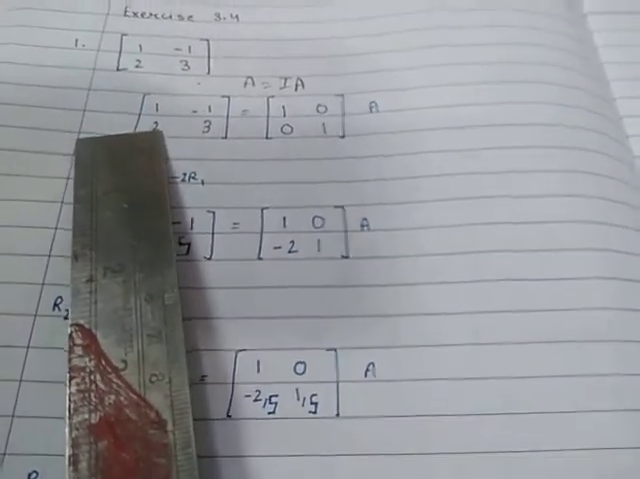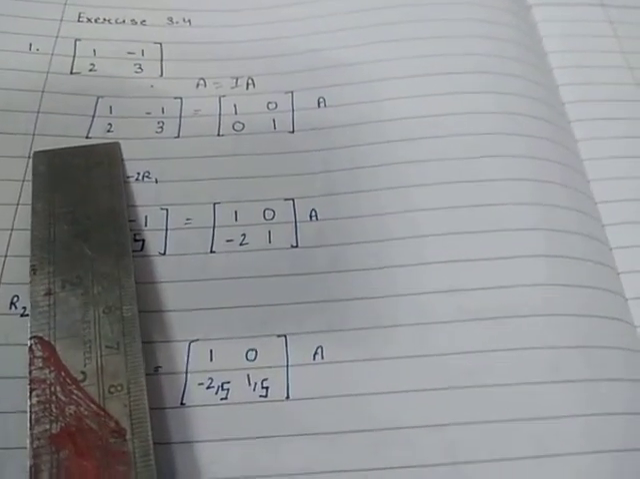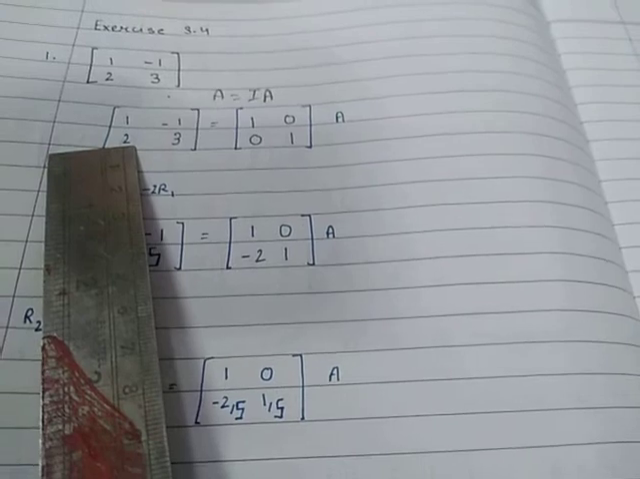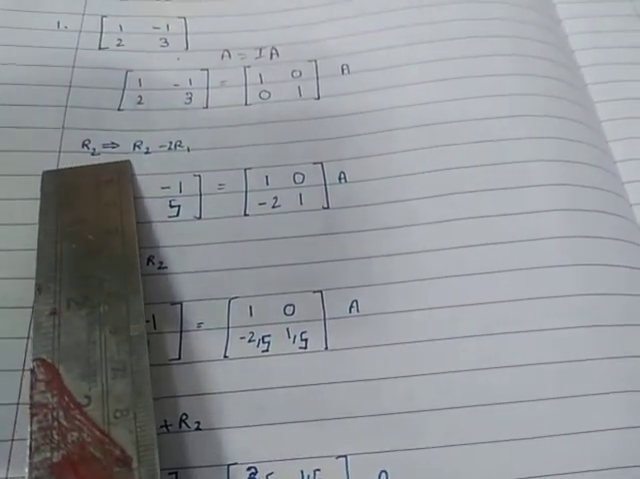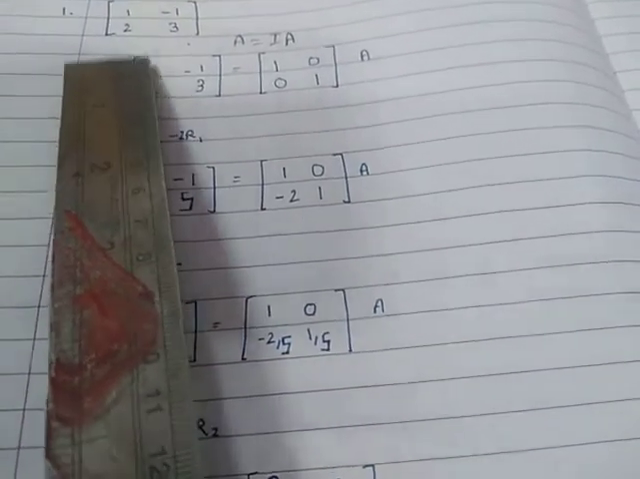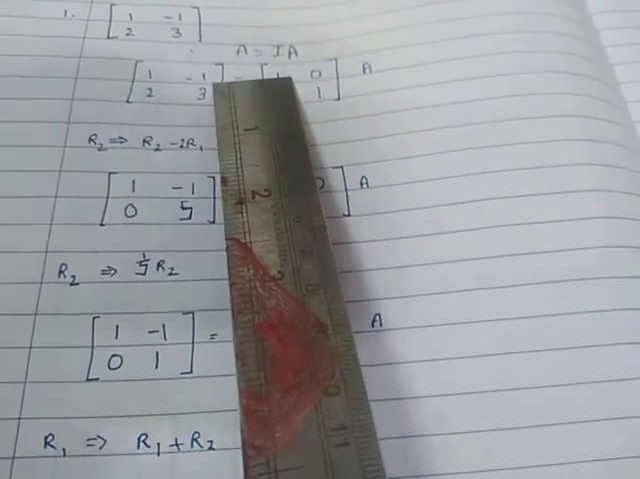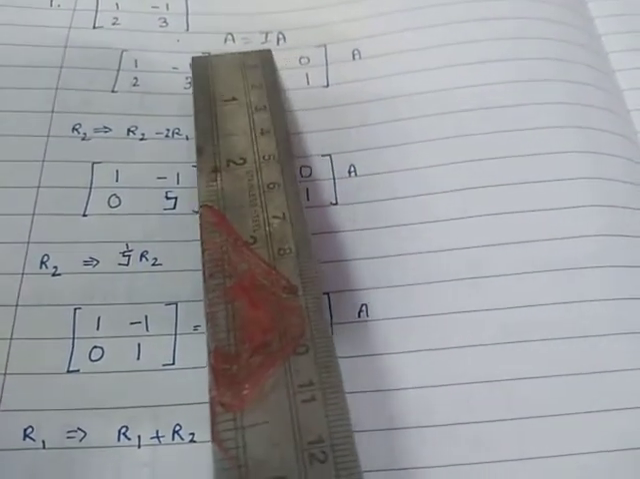That means I have used the third operation, Ri tends to Ri plus or minus k Rj. If you multiply 1 by 2, it will be 2, and when 2 is subtracted from 2, it will give you 0. That's why I have written one operation, R2 tends to R2 minus 2 R1. 2 minus 1 into 2 will be 0. 3 minus 2 into minus 1 is 2, that is 3 plus 2 will be 5.